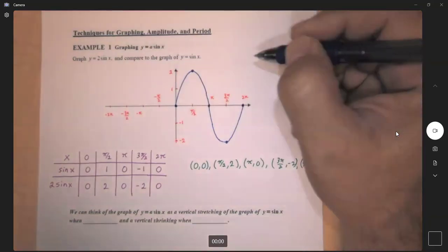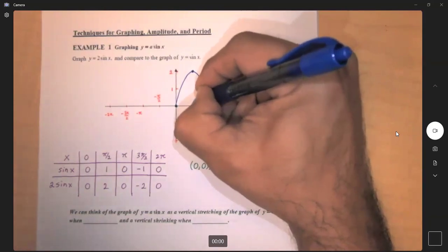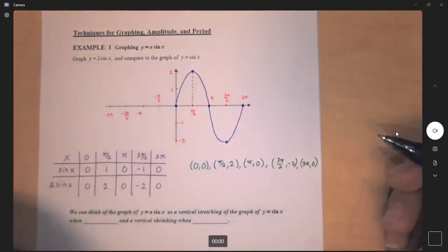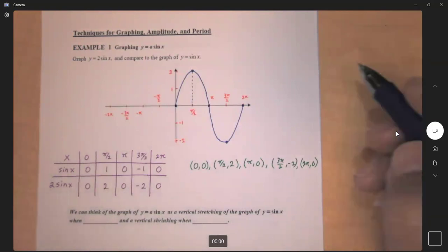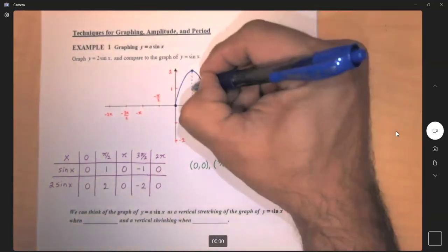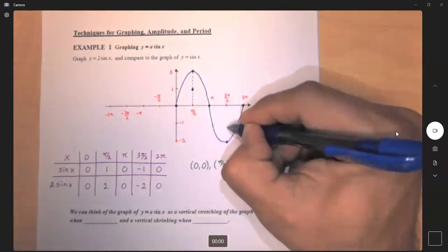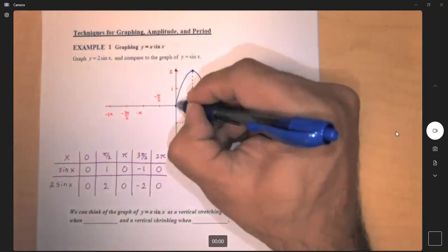Notice from here to here is an amplitude of 2. And to compare it to the graph of just the regular sine function, well, the regular sine function would have had an amplitude of 1 right there. And so it would go there and then here, right? So let me draw it with a tick mark right here.